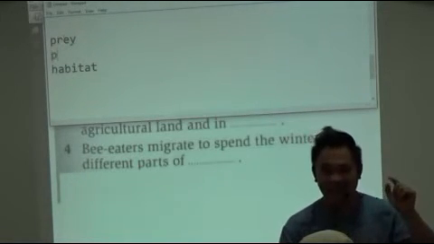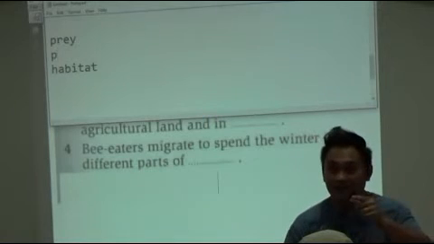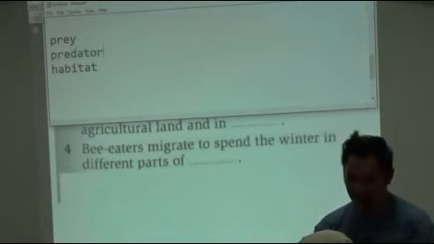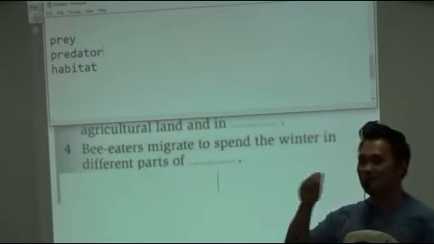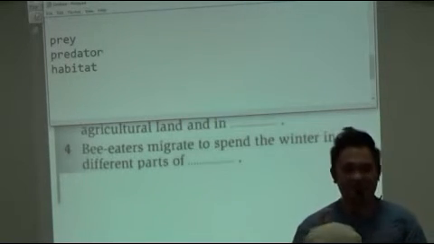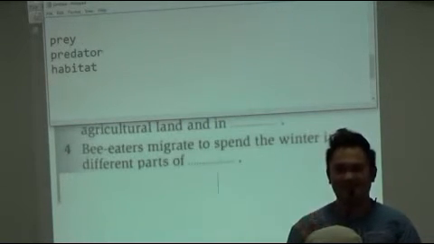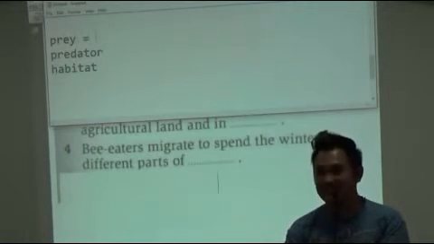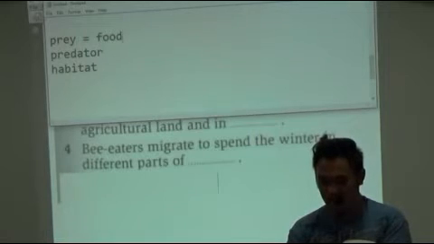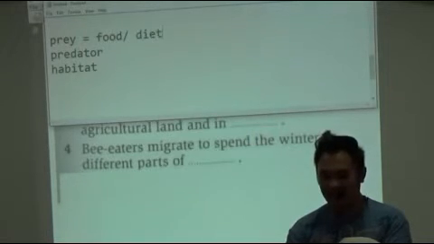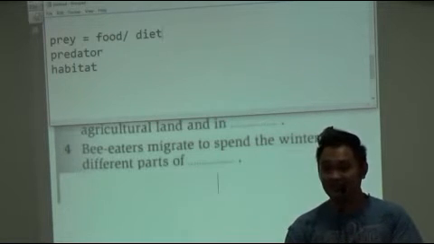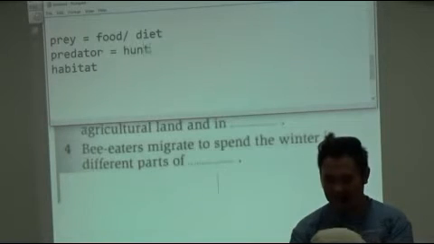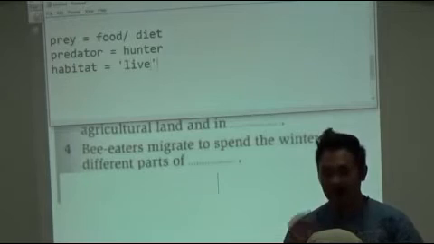Starts with P. Very good. Predator. You will pass the exam, sir. Okay, everybody say prey. Predator. Habitat. Okay? Prey is also paraphrased as food or part of the diet. Diet means food, not losing weight. Okay? Predator is also paraphrased as the hunter. And habitat is where they live. Basic.